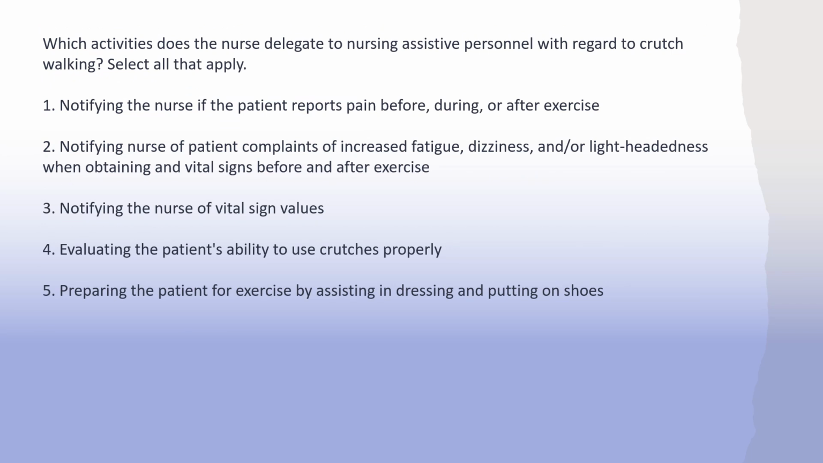Which activities does the nurse delegate to nursing assistive personnel with regard to crutch walking? Select all that apply. 1. Notifying the nurse if the patient reports pain before, during, or after exercise. 2. Notifying the nurse of patient complaints of increased fatigue, dizziness, and/or lightheadedness when obtaining vital signs before and after exercise. 3. Notifying the nurse of vital sign values. 4. Evaluating the patient's ability to use crutches properly. 5. Preparing the patient for exercise by assisting in dressing and putting on shoes.